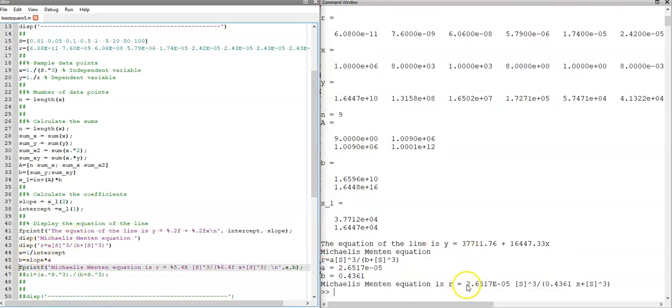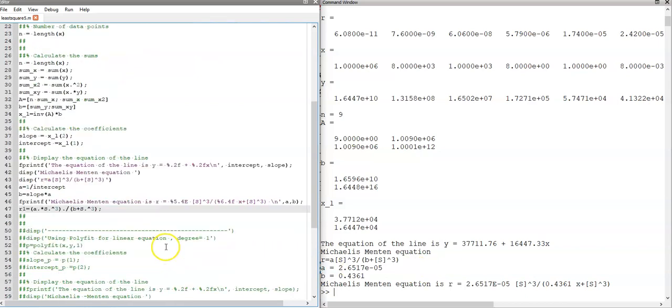So that is R is equal to 2.6517 times 10 to the power minus 5 s cubed divided by 0.4361 plus s cubed. Now by using this fitting equation and using the S data, we can get different R data. So that R data we can calculate.